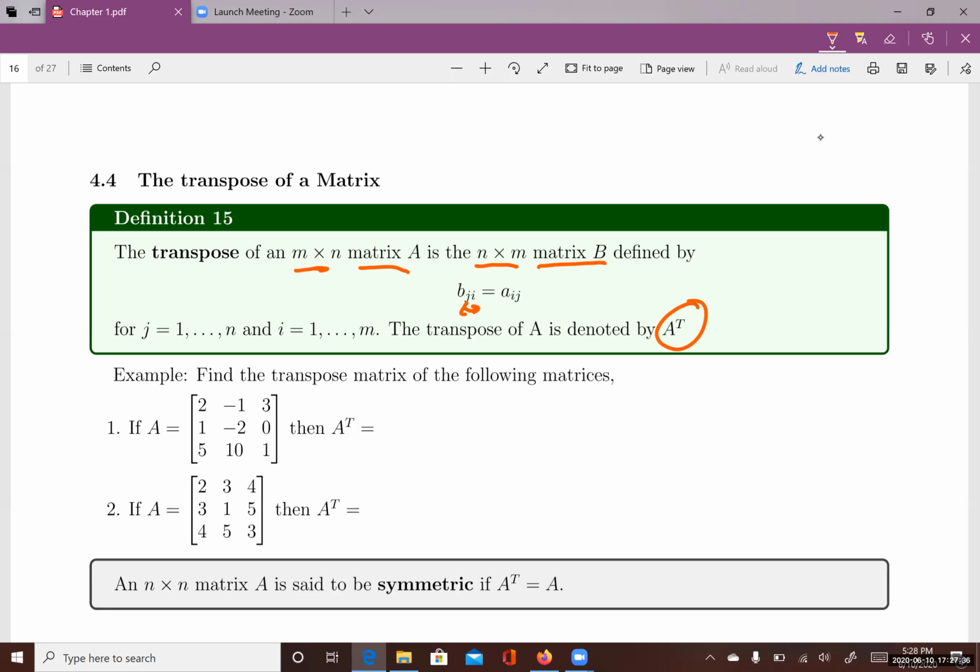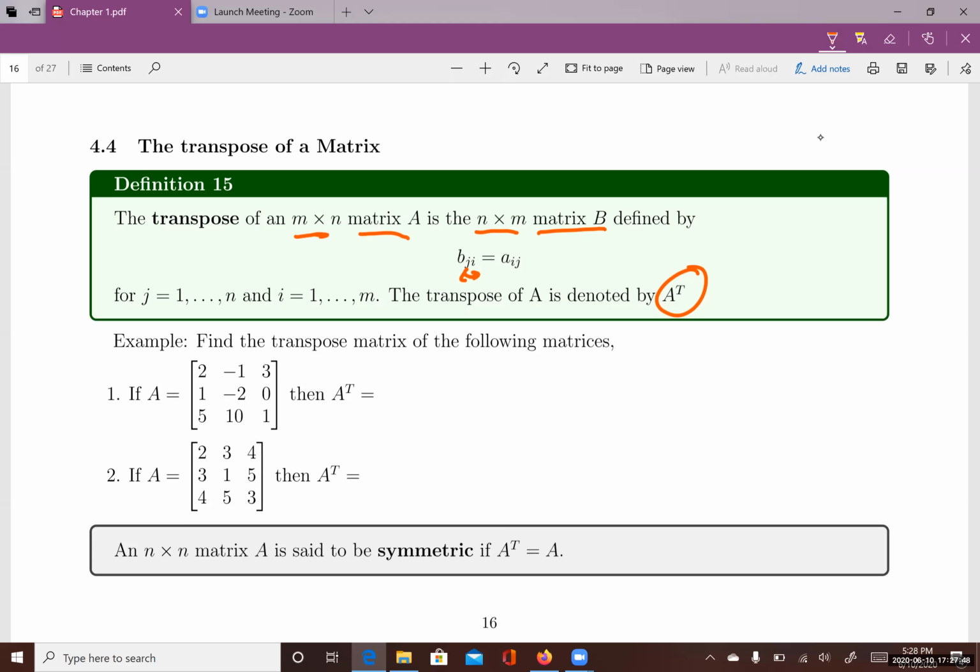Most of the time, people use A to the T as the transpose of A. So let's do an example. If you have the matrix A and you want to find A transpose, you just need to interchange rows and columns. The first row of A will be the first column of A transpose. The second row of A will be the second column of A transpose. And the third row of A will be the third column of A transpose.